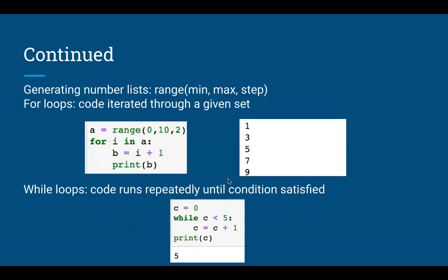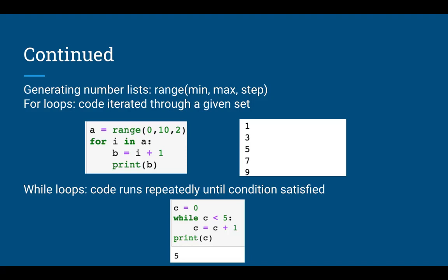Okay, so more things. You can also use Python to generate number lists, and you can do that using the range function. When you do that, you can input the minimum, the maximum, and then the step in between. So in this photo, I have A equals the range from 0 to 10, stepped by 2. So that would be 0, 2, 4, 6, etc.